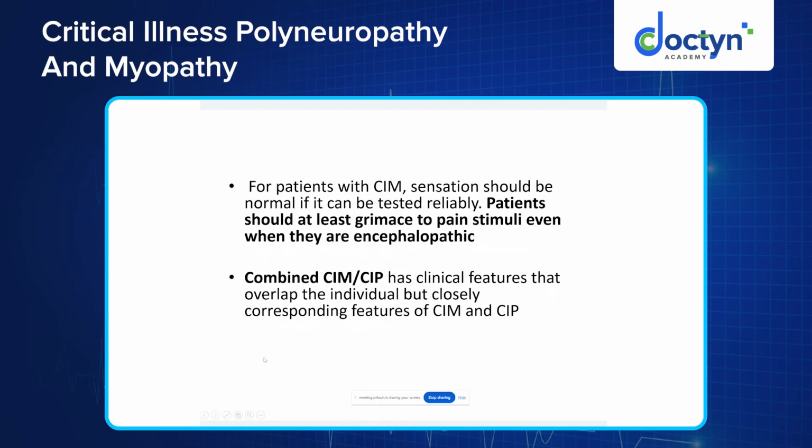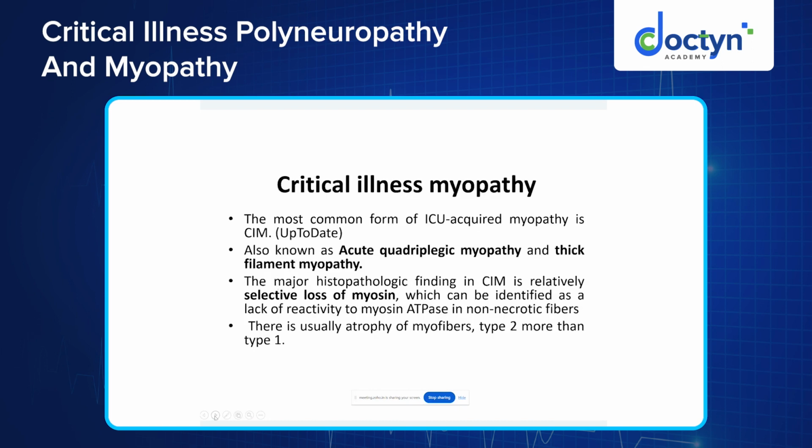So for patients with CIM, sensation should be normal if it is tested reliably. Patients should at least grimace to pain stimuli even when they are encephalopathic. A combined CIM and CIP has clinical features that overlap the individual but closely corresponding features of CIM and CIP. So specifically for a patient with CIM, at least a grimace response, a bit of facial expression change to pain stimuli, even if they are encephalopathic, has to be there.